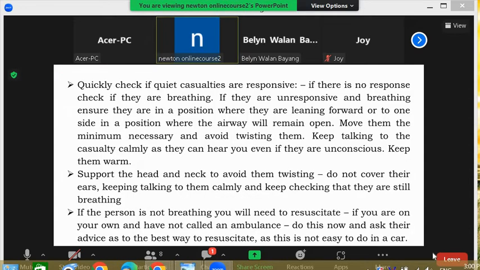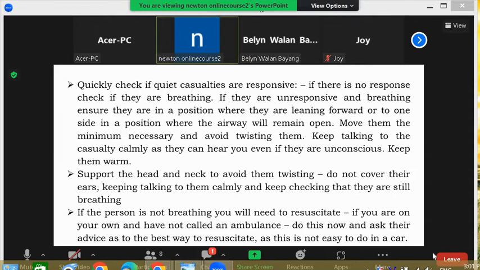The next one, quickly check if quiet casualties respond. First you have to check if the person is responding. If there is no response, check if they are breathing. Next you have to check whether the patient is breathing or not. If they are unresponsive but breathing, ensure they are in a safe position. So if the person is not responding and is breathing, your next step is to maintain the position of the patient.